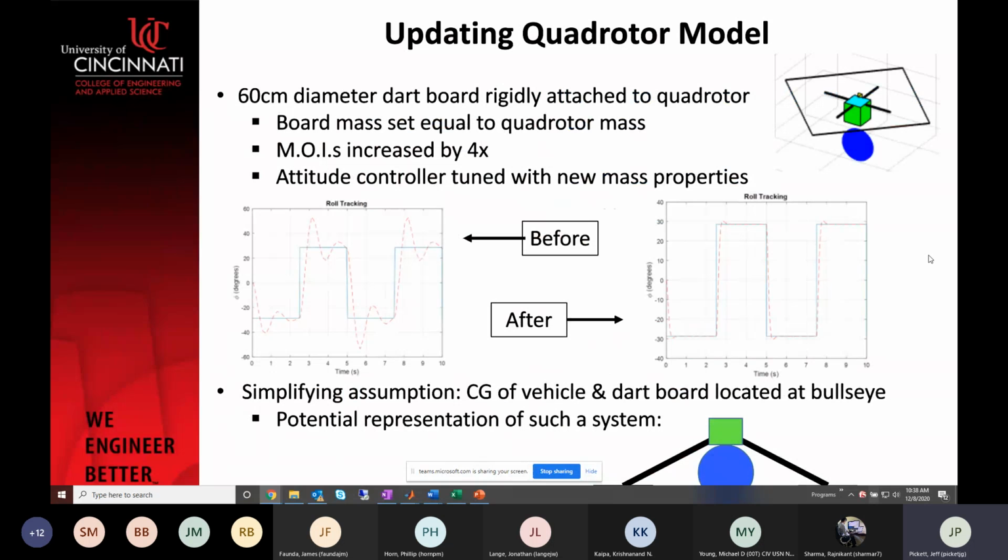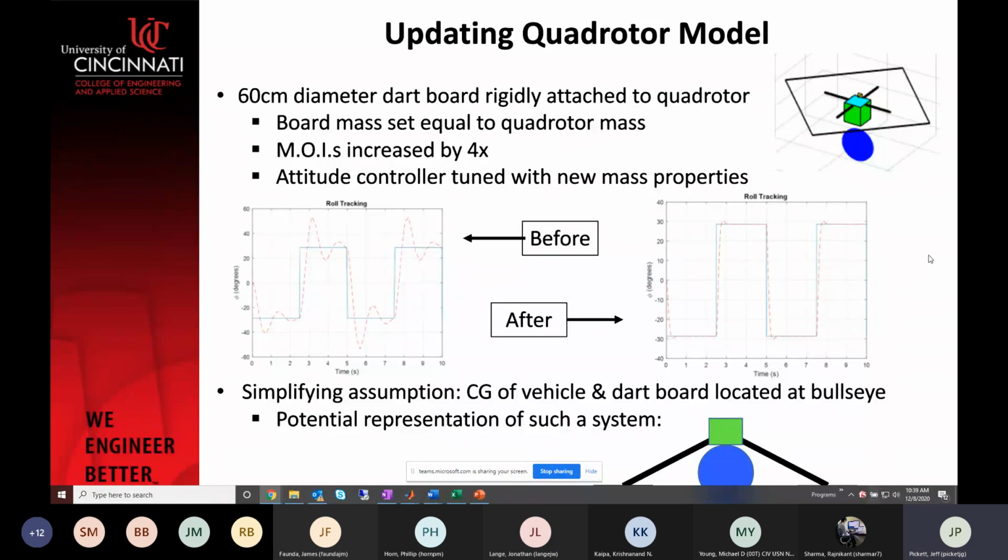So the first thing we did was to adjust our quadrotor actual physical model. We assumed that our dartboard was hung rigidly under our quadrotor. We made it 60 centimeters in diameter. We didn't dive too deeply into modeling the physical properties of the full system, but we did want to make some representative changes in the mass properties. So we doubled the mass of the entire quadrotor system. We multiplied the moments of inertia by 4, just trying to be conservative. And then with that, we had to retune our attitude controller. And you can see some results from that going from the left to the right on those 2 plots in angle tracking.